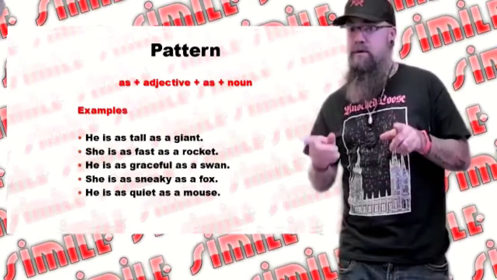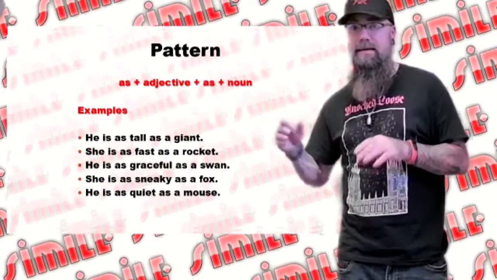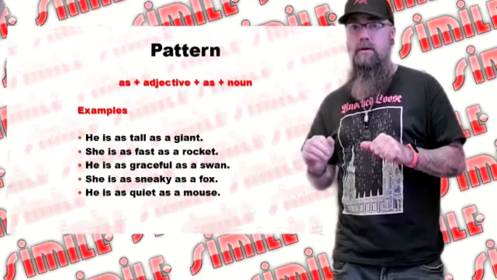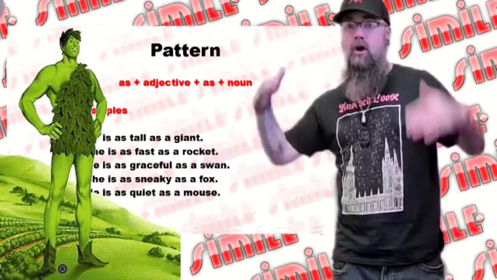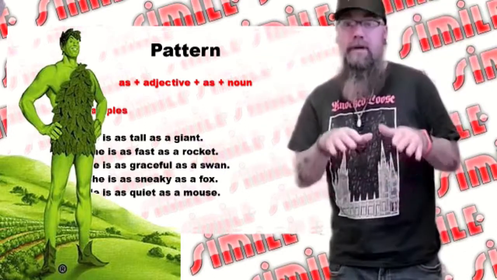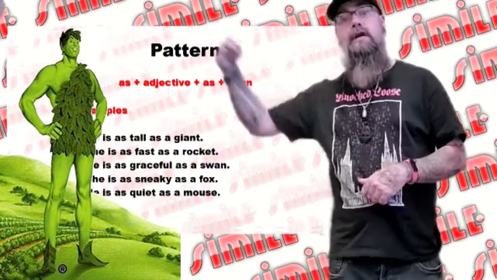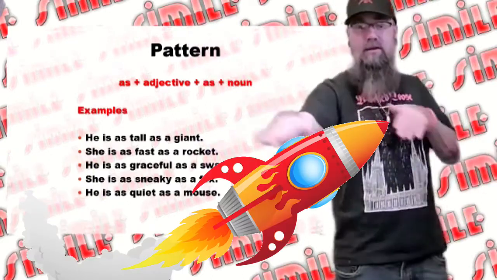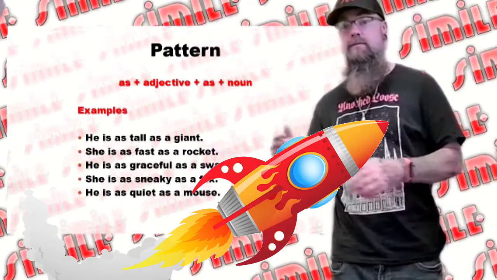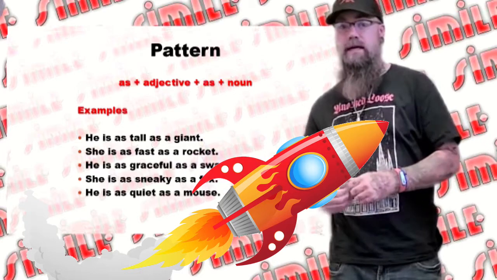The next pattern if we're using similes is to use the word as in our sentence. So here we go. Here are some examples. He's as tall as a giant. So we're comparing how tall he is to a giant. She's as fast as a rocket. She's pretty fast. We're comparing her speed to the rocket.